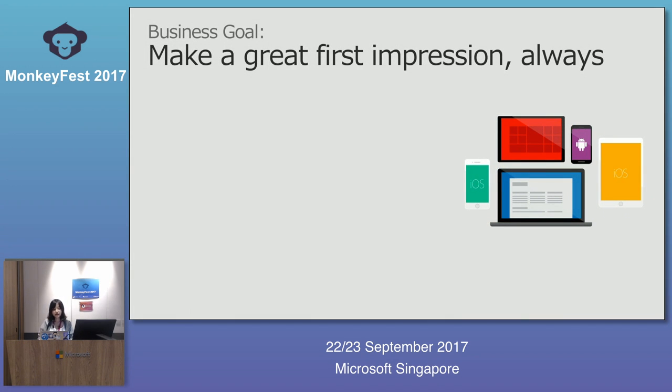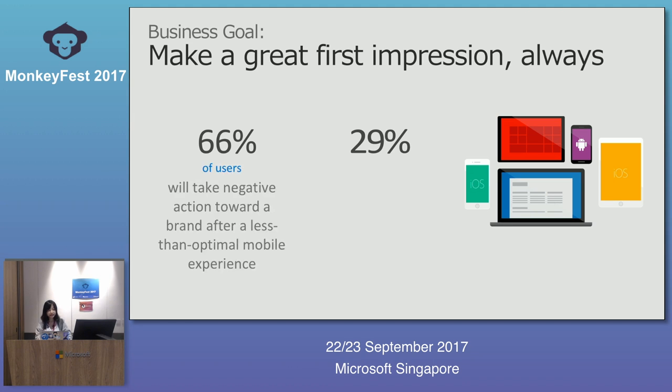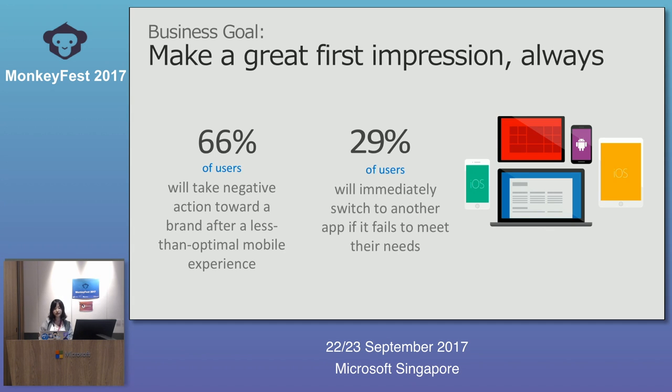Another goal is to impress our customers in the market. We want to make a great first impression. If your application is slow, laggy, or a less than optimal mobile experience, 66% of users take a negative action. Negative action means not using the application, leaving a low store rating, telling friends not to use it. In fact, nearly 30% of users will just switch to another application.